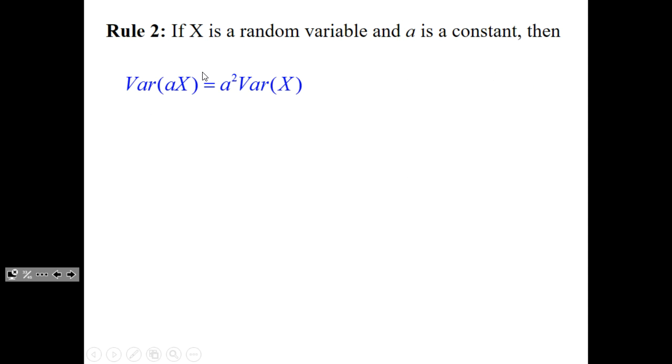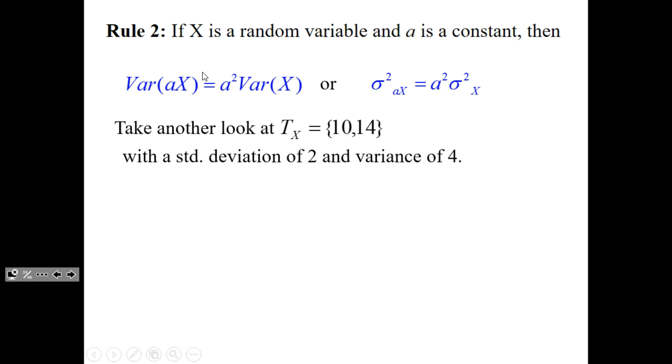Let's go ahead and try our next one. Rule 2. X is a random variable, A is a constant. Well, this rule says the variance of A times X, that's actually equal to A squared times the variance of X. Or sigma squared of AX is equal to A squared times sigma squared of X.